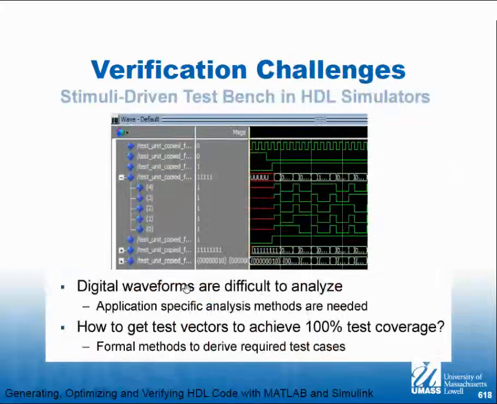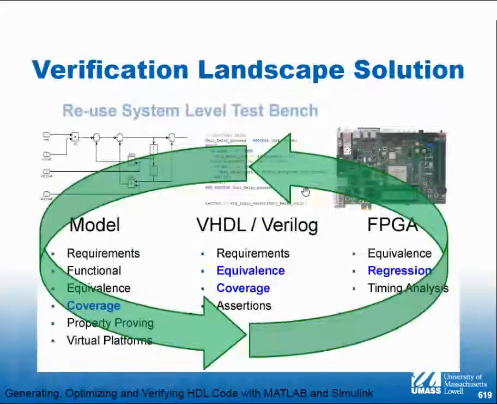So, digital waveforms. We can't look at digital waveforms anymore. And I've said that, right? This isn't the goal here. So the goal is automatic checking, especially as things get complicated, and 100% coverage. So that's what we're looking for, right? We want to have automated tests so we don't have to look at waveforms, and we want to get a high level of coverage. 100% would be nice.